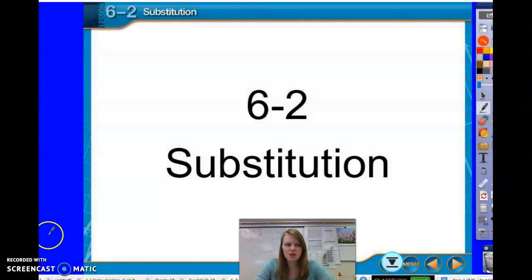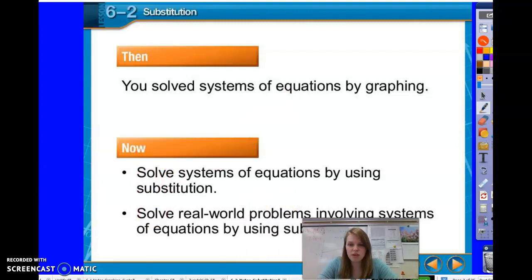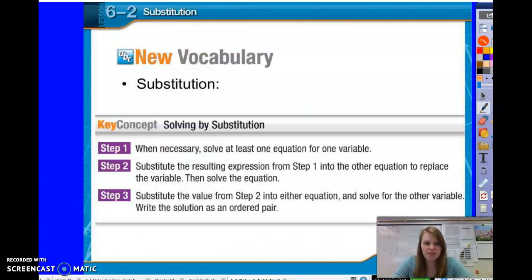Alright, today we're going to take a look at Chapter 6, Section 2, which deals with solving systems of equations using substitution. Before, we were working on solving them with graphing. So you had to graph two lines and figure out where they intersect or if they intersect at all. Today we're going to work on a way to solve these problems without having to go through the graphing. This is called substitution.